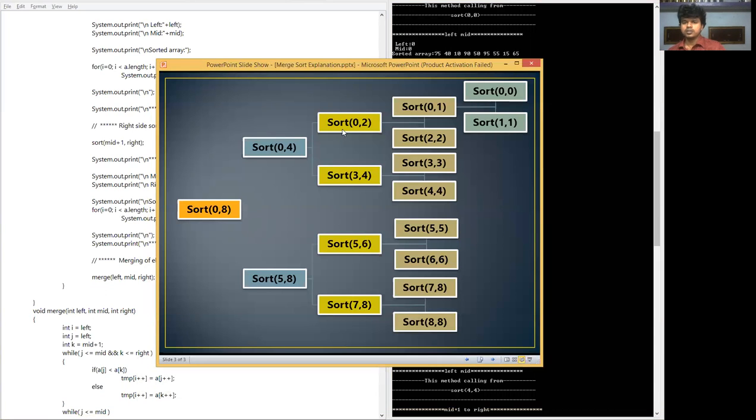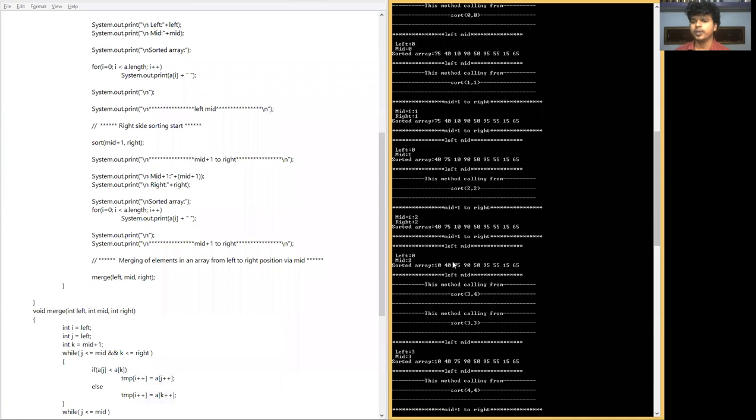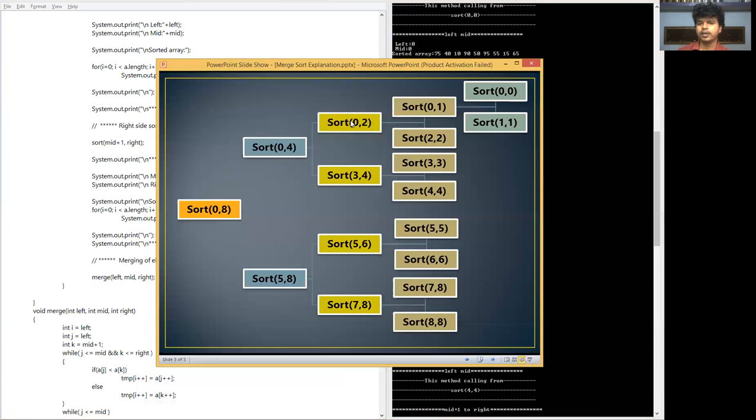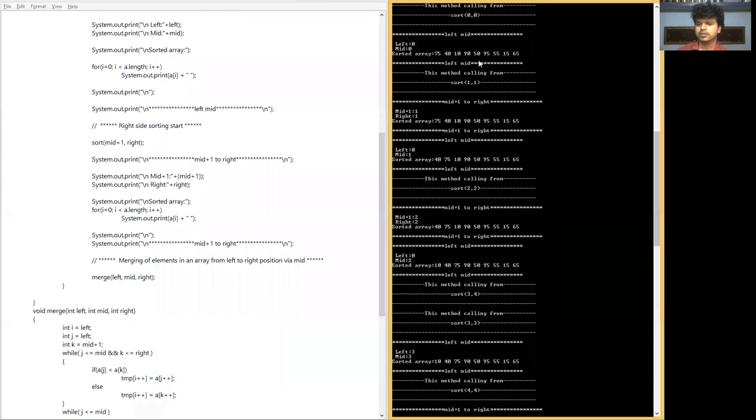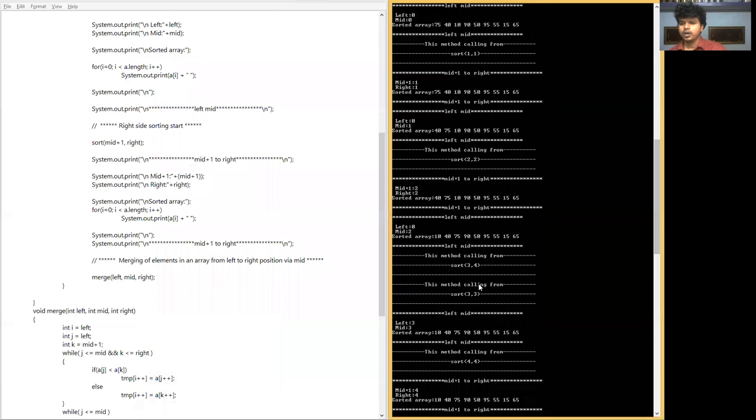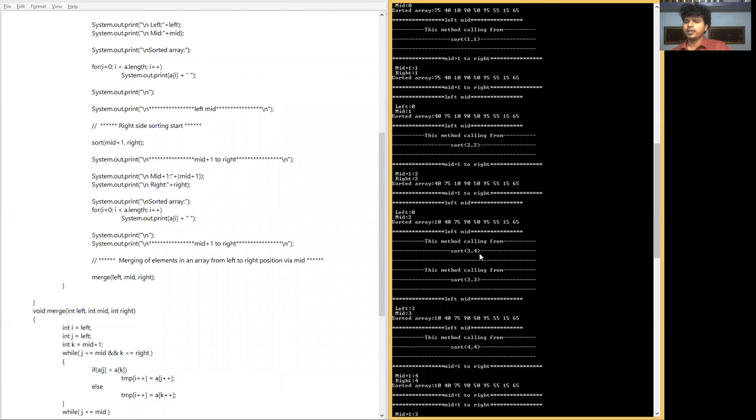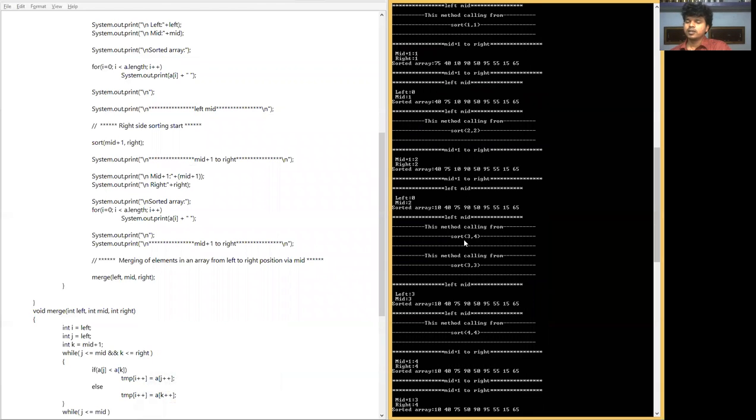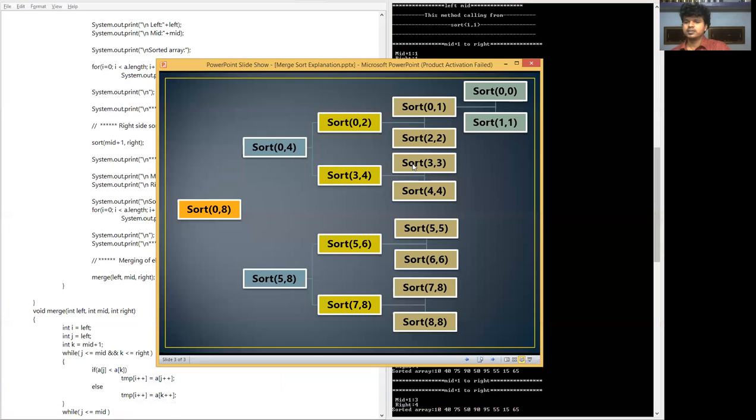This sort 0, 2 came from 0, 4. Until now we have only been evaluating these three elements. In the left array for this sort 0, 4, there was another array, that is sort 3, 4. This sort 3, 4 is going to be split into two methods, sort 3, 3 and sort 4, 4.